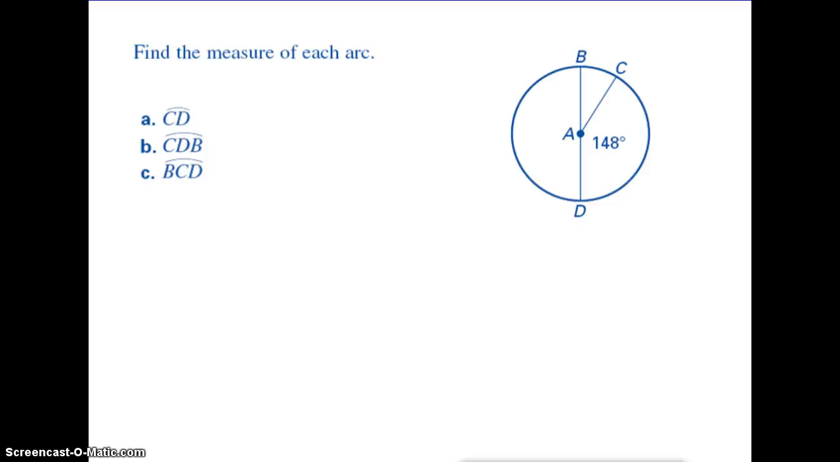Alright, why don't you take a minute and try to find the measures of these 3 arcs. As a reminder, remember that BD is a diameter, so you may have to flip back to what you know of as a semicircle. Alright, pause and give it a shot.